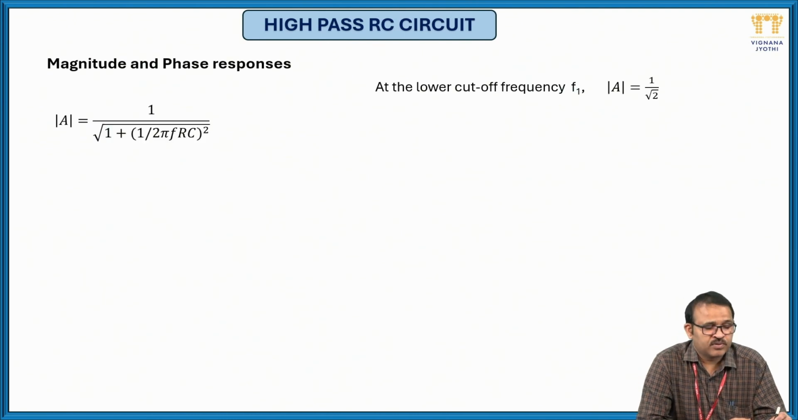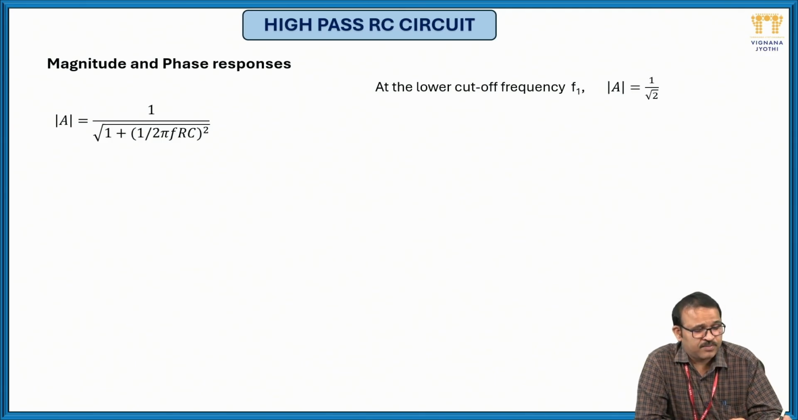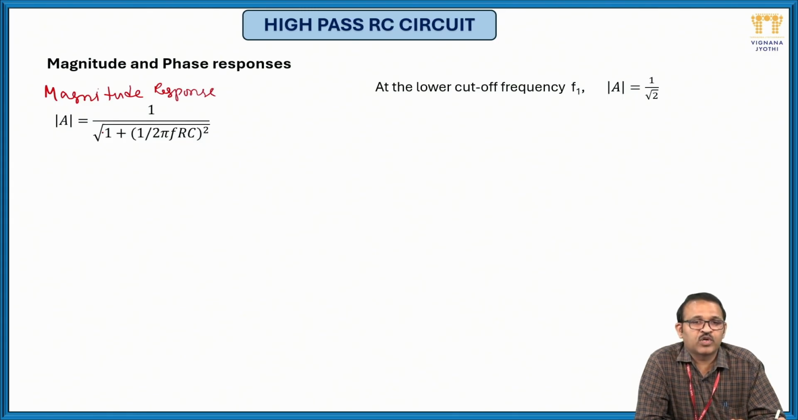Now coming to the frequency responses. Here we need to derive the magnitude and phase responses. The first, magnitude response, is mod A equal to 1 by square root of real part square plus imaginary part square. Here it is 1 square plus (1 by 2 pi f RC) whole square. So this is the magnitude response.